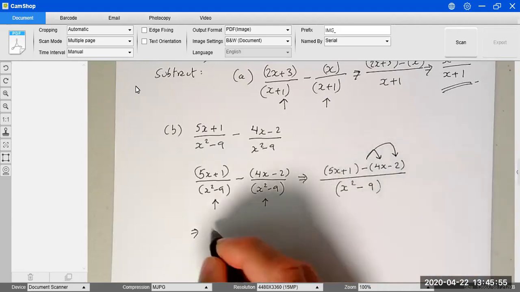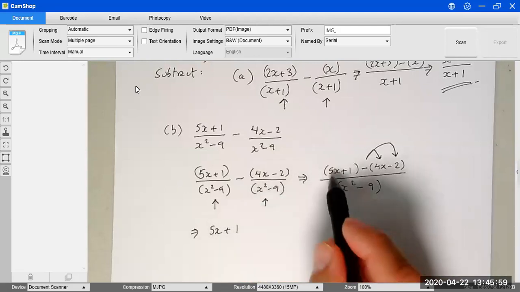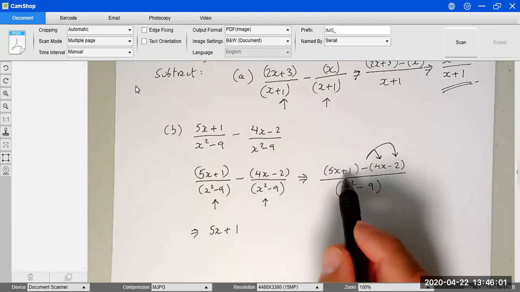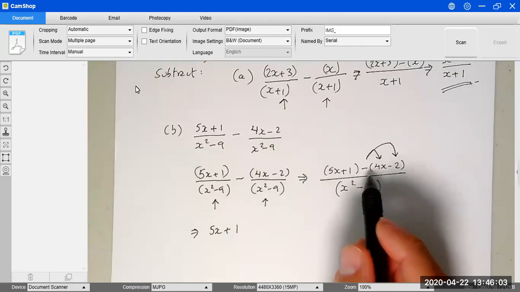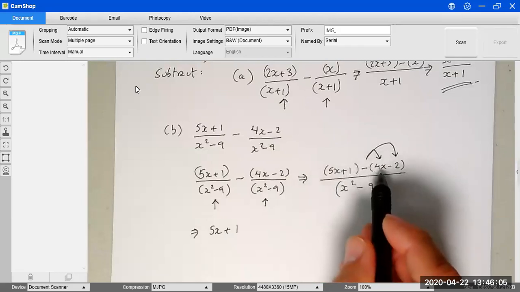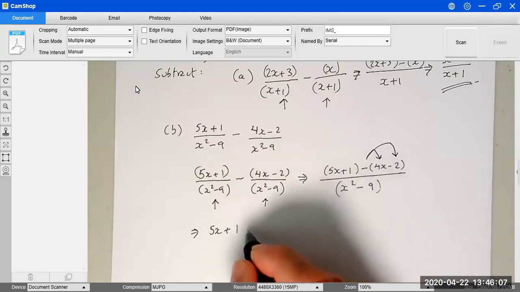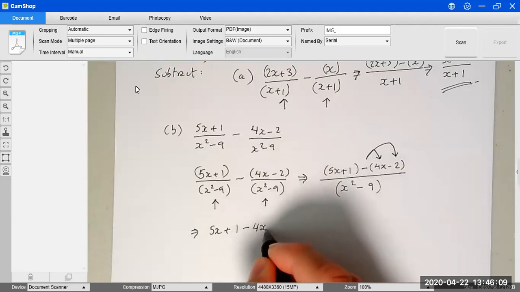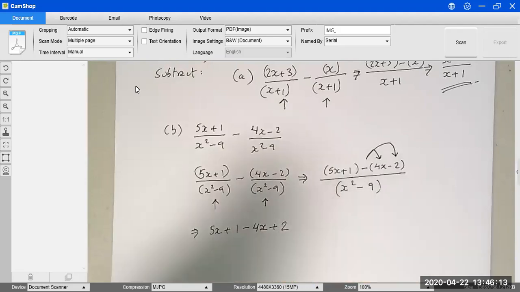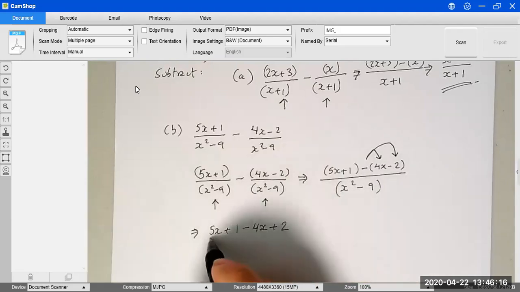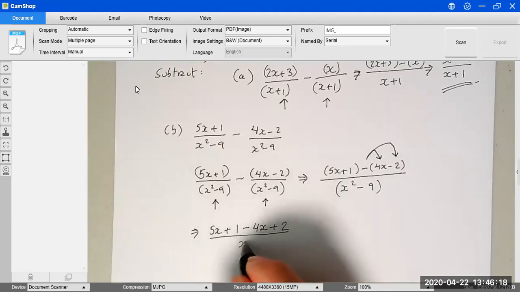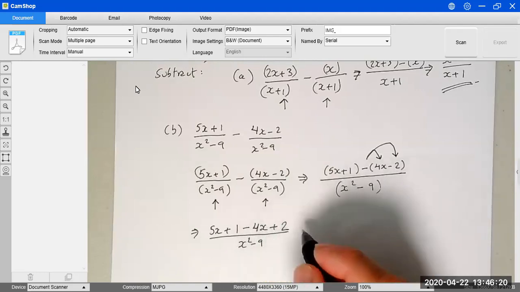We're going to break the parentheses in the numerator. So you're going to get 5x plus 1, the contents of the first parenthesis. Then I have 4x. If you apply this negative, it's going to become negative 4x. Then negative 2 is going to become positive 2. Finally, I'm going to write the denominator x squared minus 9.